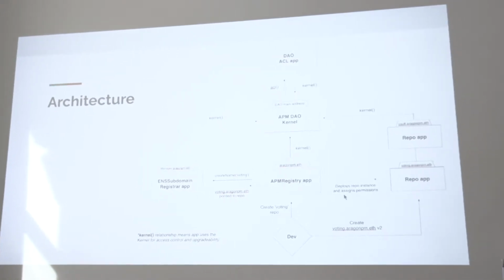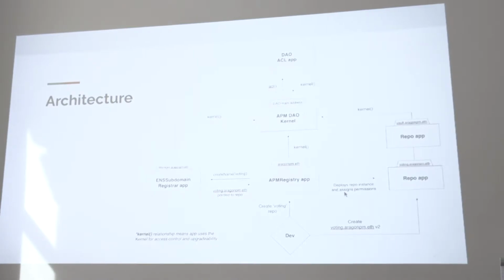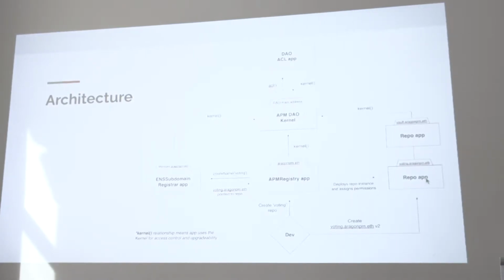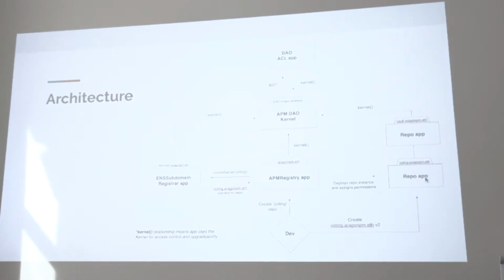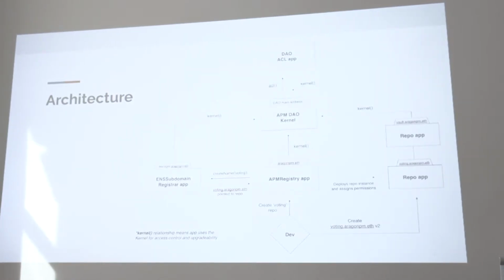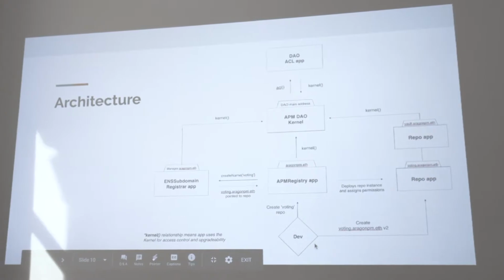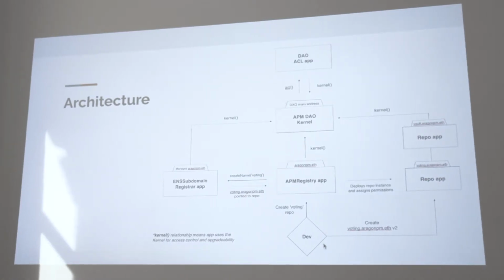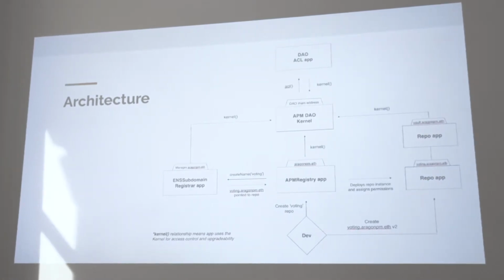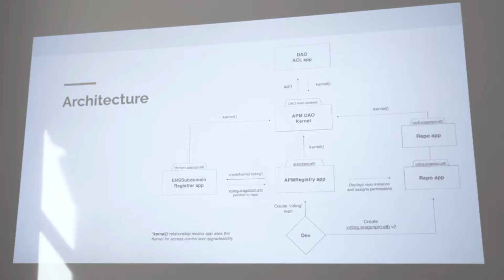And then the registry also instantiates and assigns permissions for the repo app. The repo app is where the code lives itself, and a dev can either interact with the registry itself and create a new instance, or through the CLI deploy a new instance of a DAO. Any questions? Yeah.